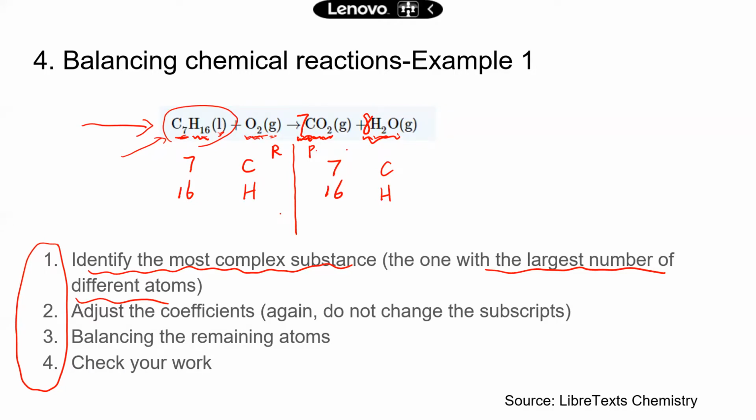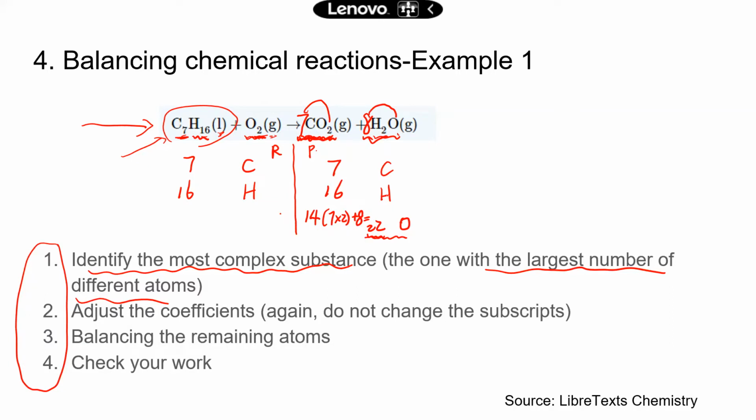So this is only 2 oxygen atoms. And for carbon dioxide alone, you already have 14 oxygen, right? 7 times 2, so that's 14. And then over here, you have 8 oxygen. So that's a total of 22 oxygen. So you can see this is a much larger number than whatever this subscript is, right? So we are going to balance oxygen using this very large number.